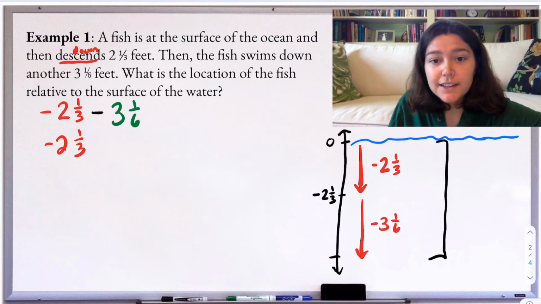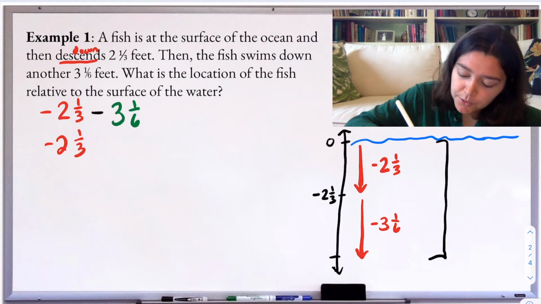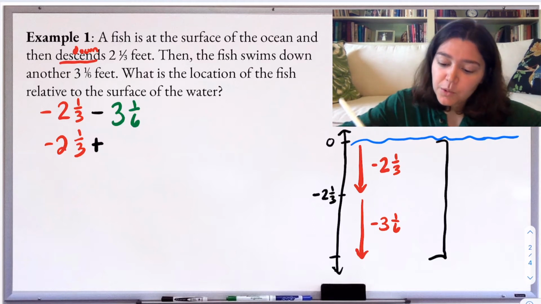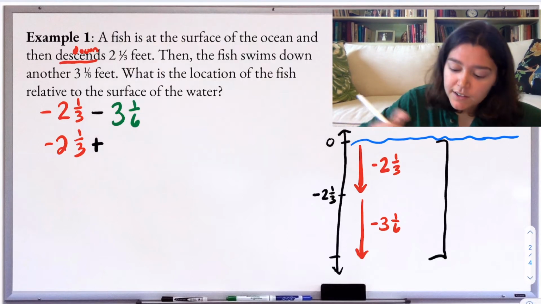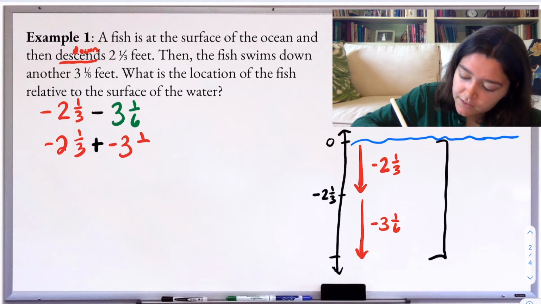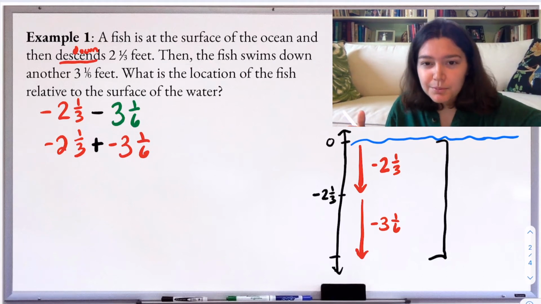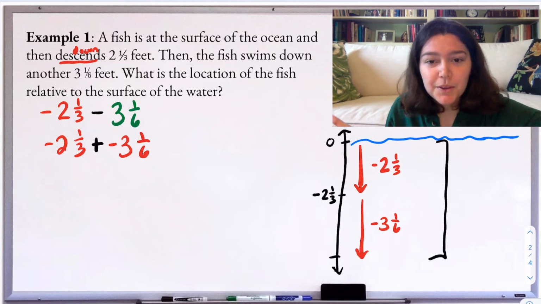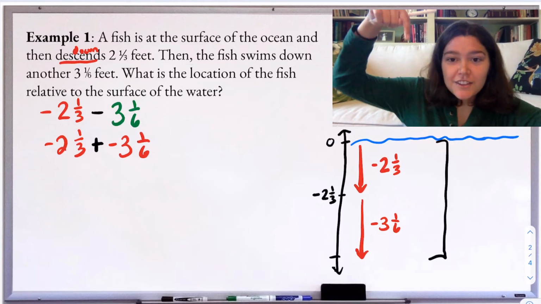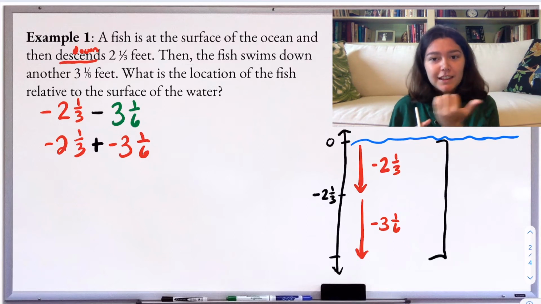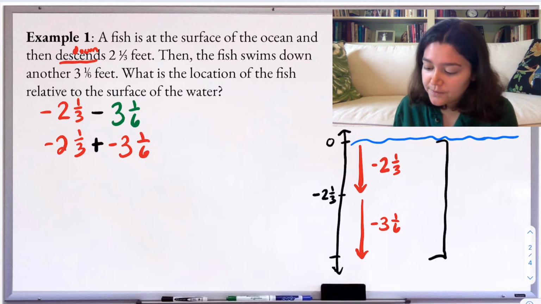Subtracting is the same as adding the opposite. So I'm going to add the opposite of positive 3 1/6. What's the opposite of positive 3 1/6? Negative 3 1/6. That is maybe how you might think about it in my picture, since I made them both red. But either way, we have these down arrows, or if we were thinking about a horizontal number line, it would be left arrows going in the negative direction.